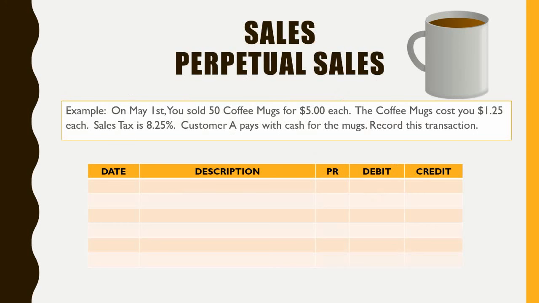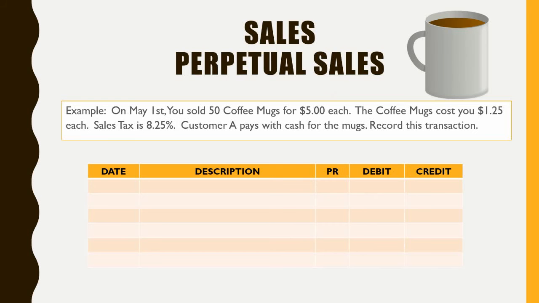Okay, so let's go ahead and practice this little example here, where on May 1st, okay, you sold 50 coffee mugs for $5 each. The coffee mugs cost you $1.25 each. All right. Sales tax is 8.25%. And customer A paid with cash for the mugs. So how do you record this transaction?